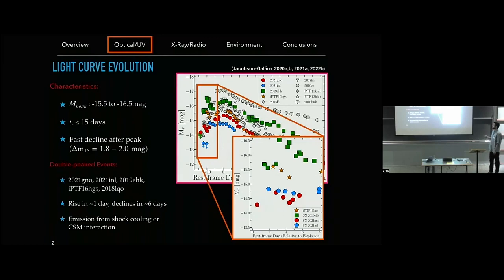And so this is super cool. This is not just a one-off thing. We've been seeing this in now 5 events, I think. These are just a couple I've highlighted here. The emission mechanism behind this is pretty unknown, but I'll talk to you about some scenarios that I think are plausible.